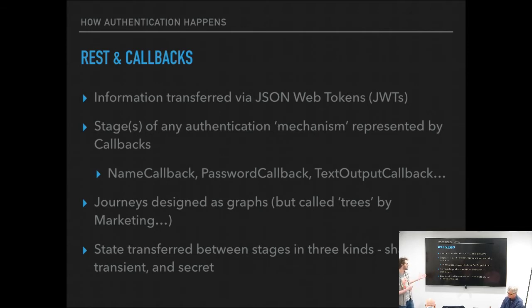Now, we've noticed there are three types of state information you may want to transfer as you're performing your authentication journey. So shared state. When we collect your username, we store that in a shared state. That means that the data store decision node later on can access that to say, well, what was the username that was previously entered? But we have some more secure types of state as well.